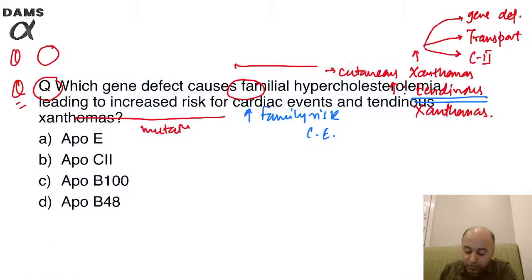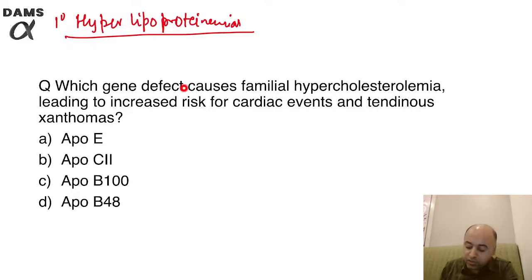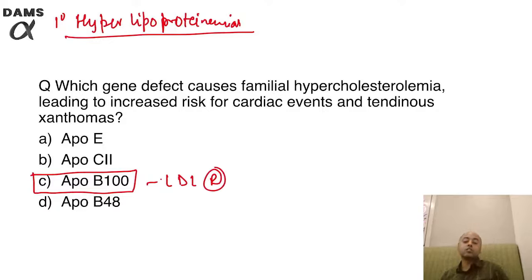If you look at the previous question, here they are asking which gene defect causes familial hypercholesterolemia leading to the increased risk for cardiac events and tendinous xanthoma. So tendinous xanthoma, we said the ApoB100, and along with that the LDL receptor. These are the two which are going to cause the familial hypercholesterolemia.